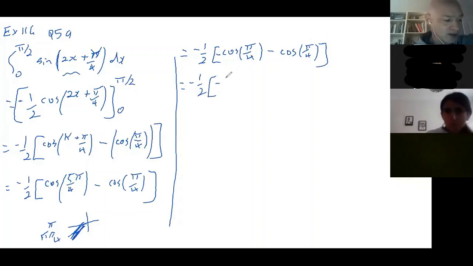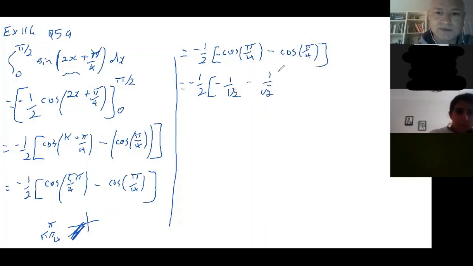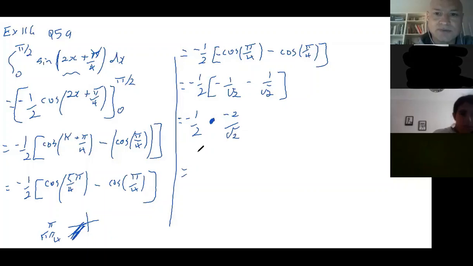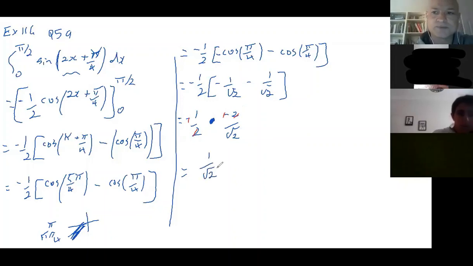Negative cos of pi over 4. Pi over 4 is 1 on the square root of 2. Minus cos of pi over 4 again, so 1 on the square root of 2. I've got my negative a half. Minus 1 is minus 2 on the square root of 2, so times minus 2 over the square root of 2. Working that out, the 2's cancel, the negatives cancel, so I'm going to get 1 divided by the square root of 2.